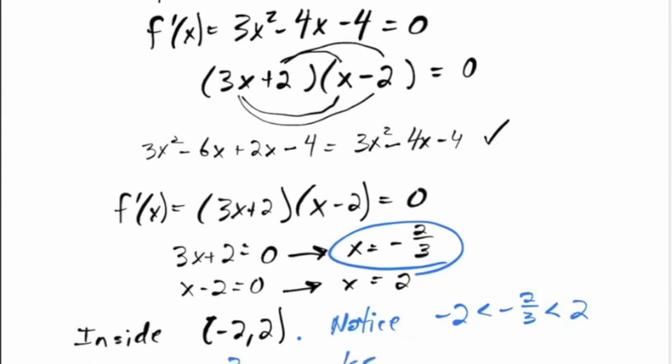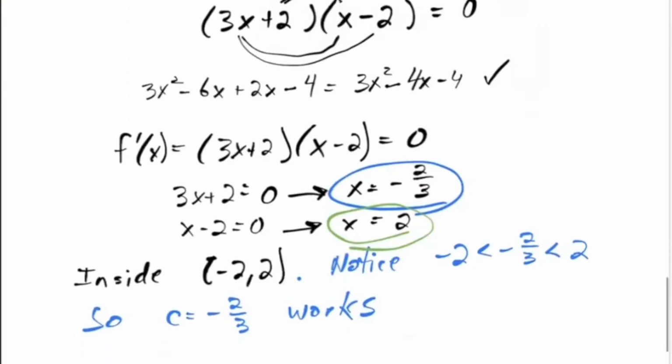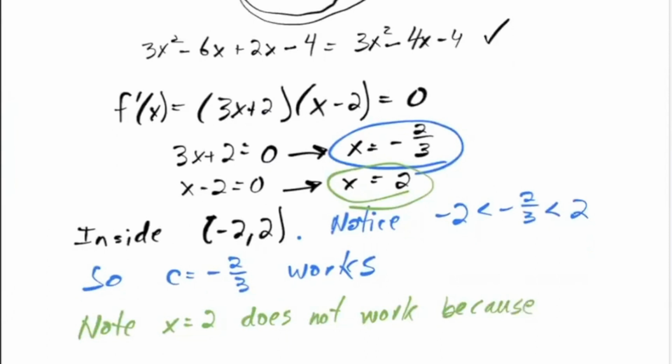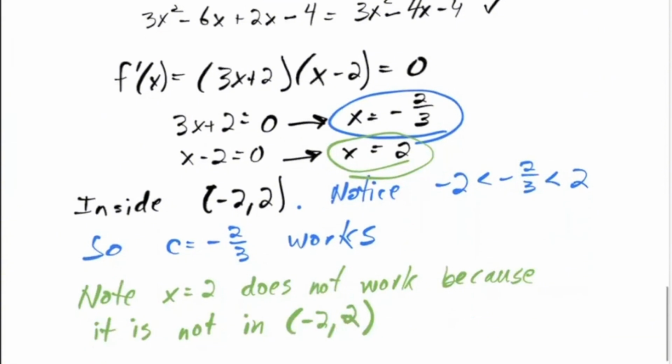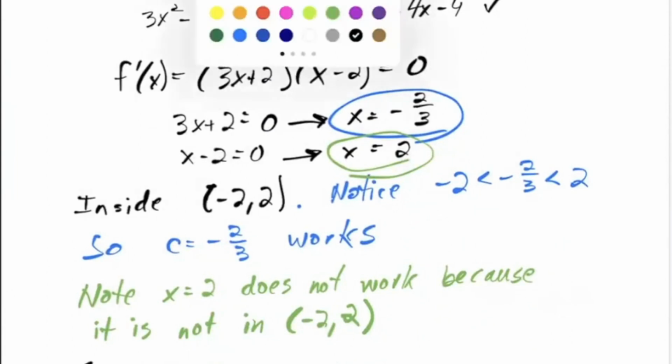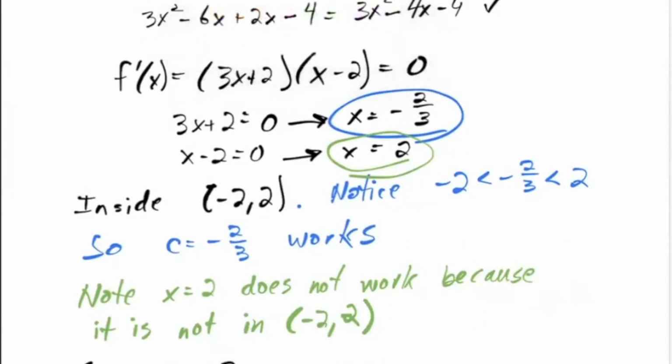Okay. What about 2? x equals 2. Does that work? So note x equals 2 does not work because it is not in the interval from -2 to 2 with an open bracket. In a closed bracket it would work, but not in an open bracket, because x equals 2 is the end point there. So my answer is here: c equals -2/3 is my answer.